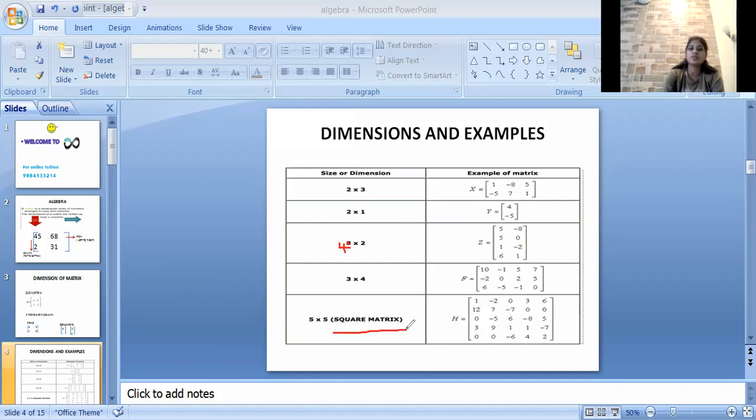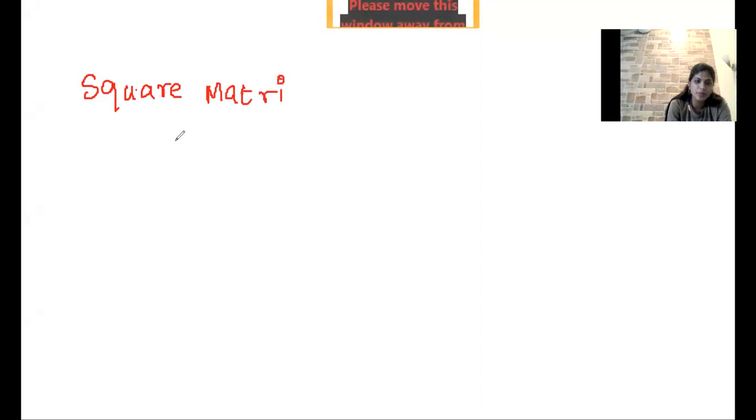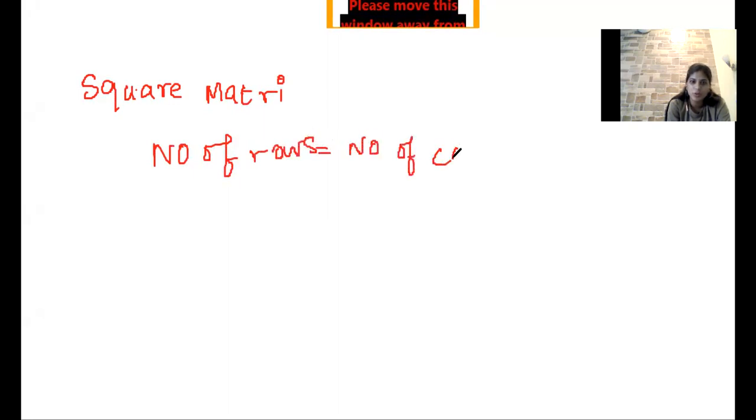Let me explain what is square matrix with the whiteboard. Please take a screenshot of this. All right, so we'll see what is square matrix. In a square matrix, the number of rows and number of columns will be equal. Number of rows is equal to number of columns.